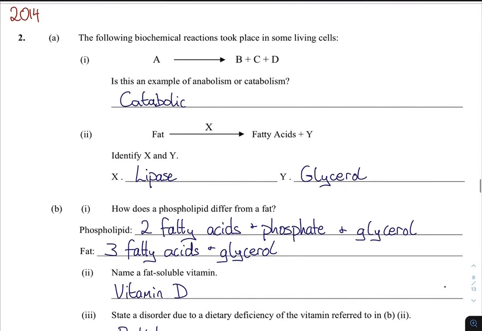2014, question 2. The following biochemical reactions took place in some living cells. Is this an example of anabolic or catabolic? Well, A must have been a large molecule that's been broken down into 3 smaller molecules, so therefore that reaction is catabolic. Identify X and Y. X has to be lipase, a catalyst, because it's breaking down fat into fatty acids and glycerol.